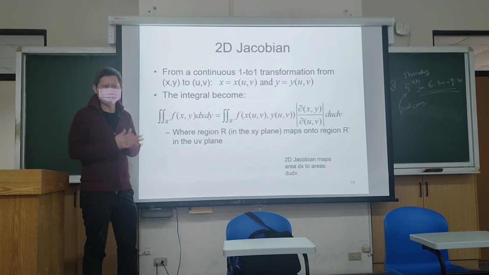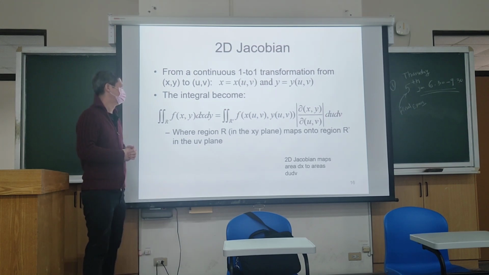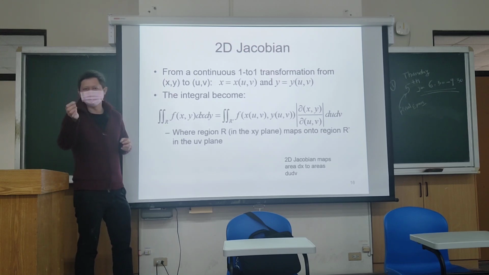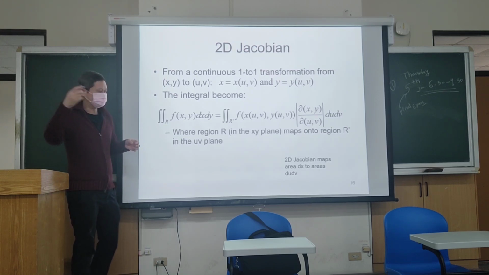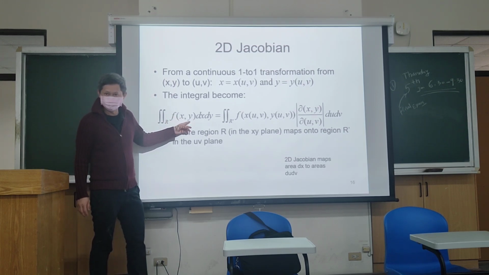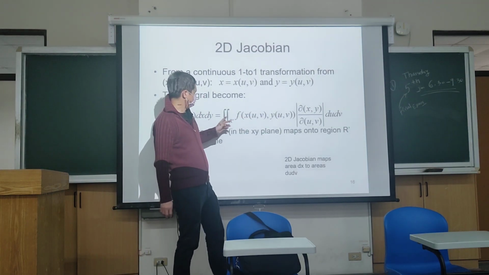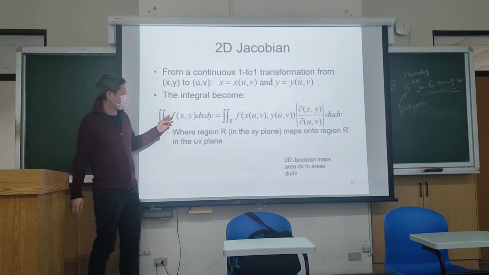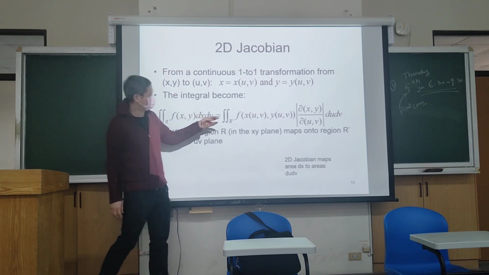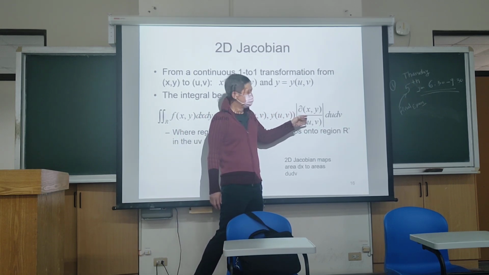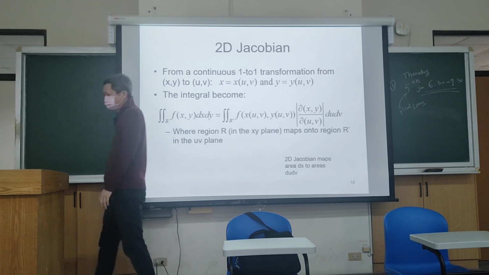This change could be just a translation. This change could be a proportional change. Okay? And you could even have a nonlinear change, from linear to cubic or from cubic to linear. So as long as you change the variable from x, y to u, v, then the original integral is not just the original function's integration. You have to take the changed function, multiply with the Jacobian, and then integrate with respect to the changed variable.